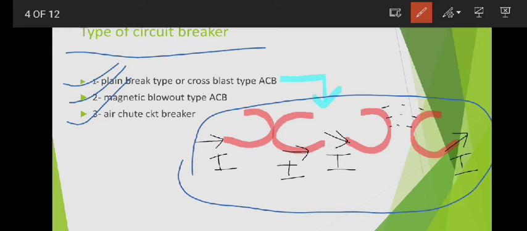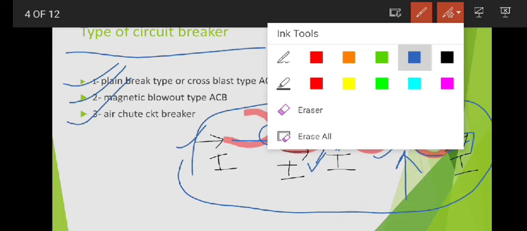That is our plain break type or cross flash type circuit breaker. That is the contact point. Current will flow in this direction, from that point to that point. By providing an air blast across this and opening the two contacts, we can open the short circuit, open our circuit and reduce the arc.